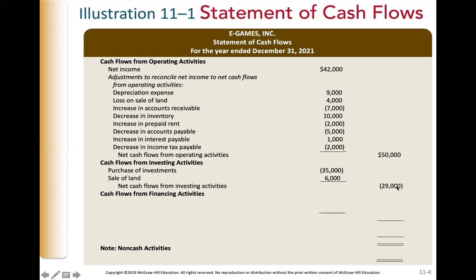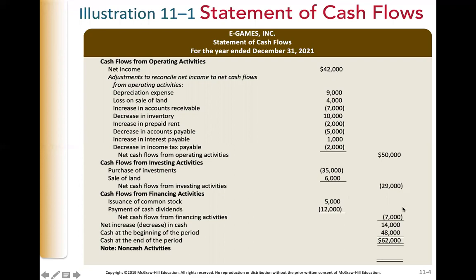But the total net cash flows from investing activities is a negative $29,000. Make sure you have the parentheses because it is negative. Cash flows from financing. Again, we'll look at these in depth, but you'll see when you add these two together, we again have a negative cash flow from financing of $7,000. When we add the three together, we get a net increase in cash of $14,000. It could be a decrease, but in this instance, it's an increase.